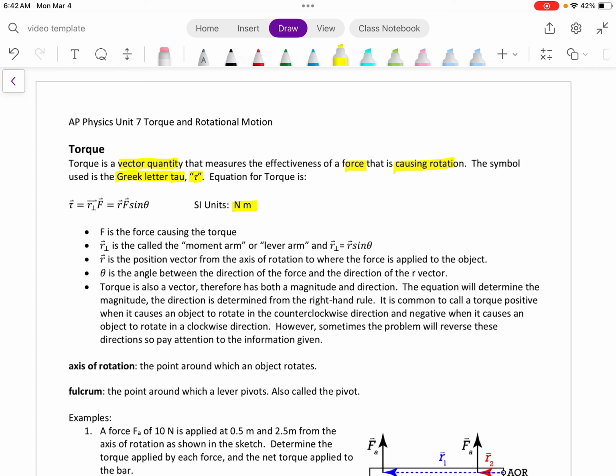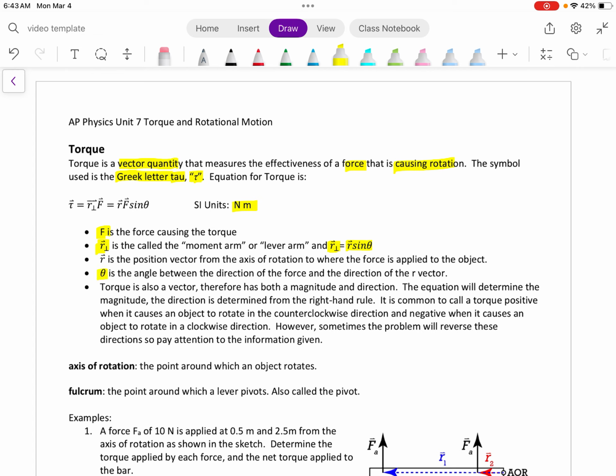So let's talk about each item in the equation. F is the force that's causing the torque. R perpendicular is called the moment arm or the lever arm. And what we find is that the moment arm is equal to R times sine theta. And that's actually what we'll use more than the moment arm. R is the position vector from the axis of rotation to where the force is applied. So we need to know where the force is applied and how far it is away from the axis of rotation.